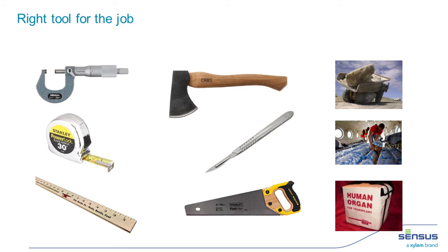When we're measuring things, you have to remember, what do I need? Do I need the ruler, the tape measure, or the calipers? When I'm cutting things, do I need an axe, a saw, or a scalpel? And what am I transporting? Am I transporting giant boulders, or a bunch of water that needs to get somewhere really fast, or human organs? So when I'm talking about why you might consider AMI devices to monitor your distribution system, it's really about picking the right tool for the job.